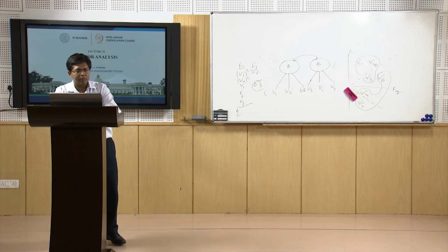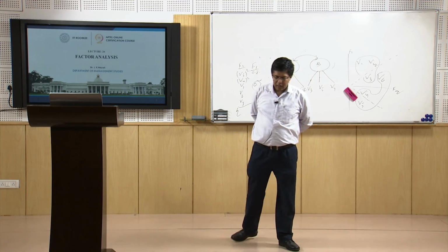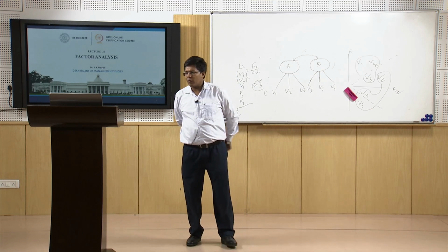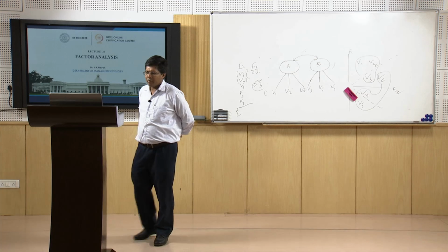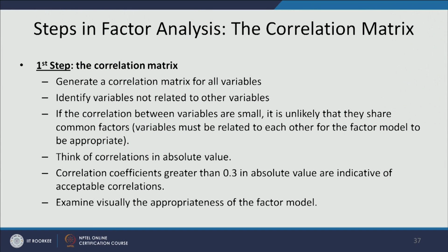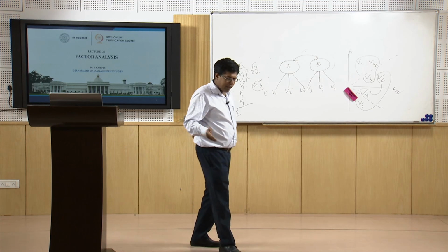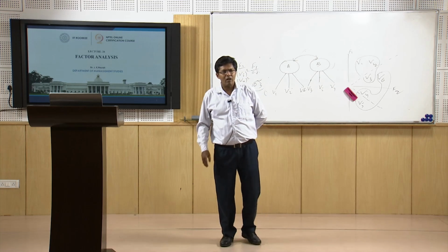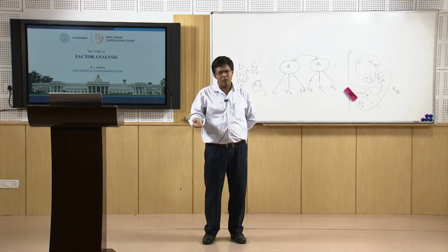Let me just brief the confirmatory factor analysis and then explain. In fact, I have created a slide to tell you the steps in factor analysis. There are a few steps. The first step is to develop the correlation matrix for any factor analysis. There is also something called Bartlett's test of sphericity. I kept this slide because although I am teaching the theory behind it, you should also remember the steps to be followed.